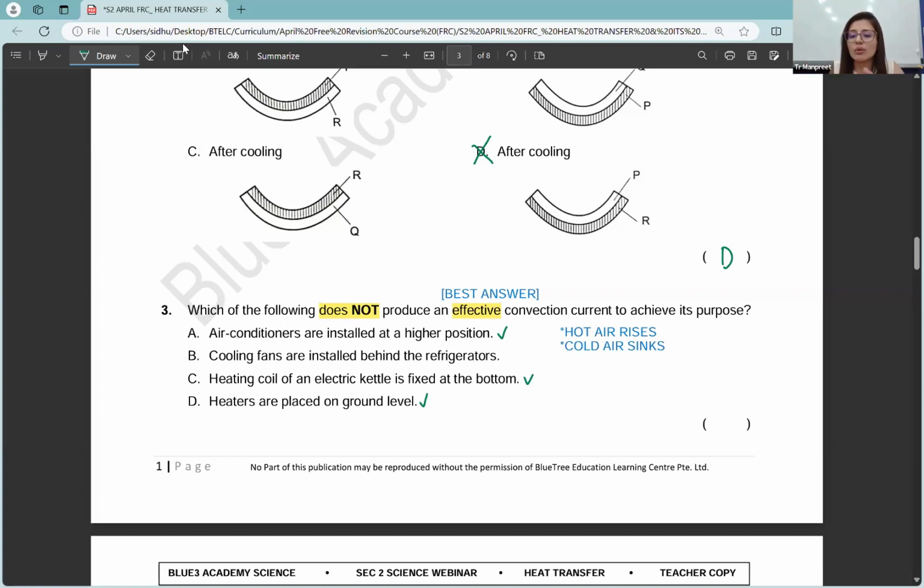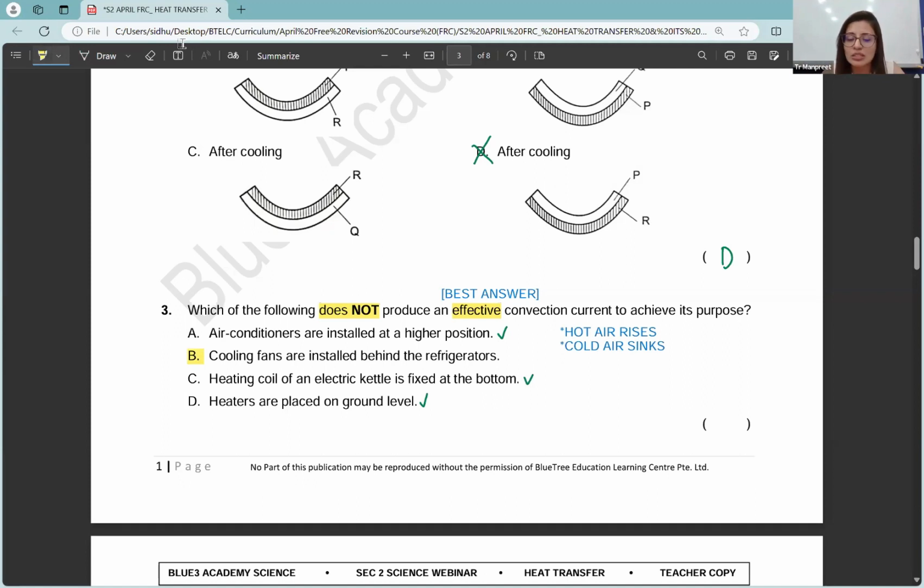So they'll exit by what we call the black fins, which is found at the back of the refrigerator. Cooling fans in this case are installed to ensure that the back is not warm and it keeps the air ventilated. But it's not the best and effective way. So in this case, the question is asking you does not produce the most effective. So we'll take B. It's a bit of a tricky question, but yet can solve.